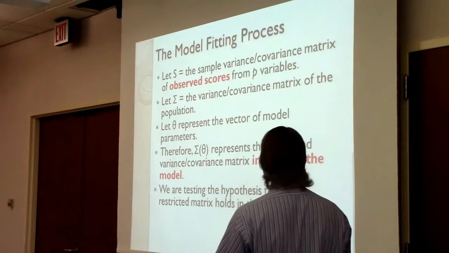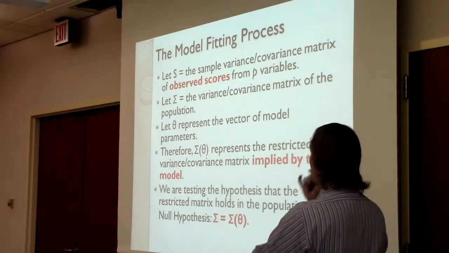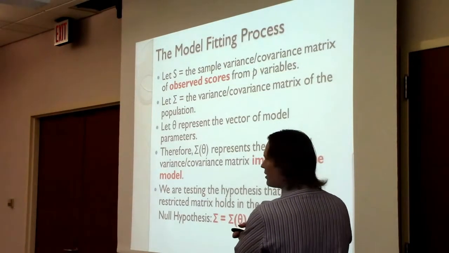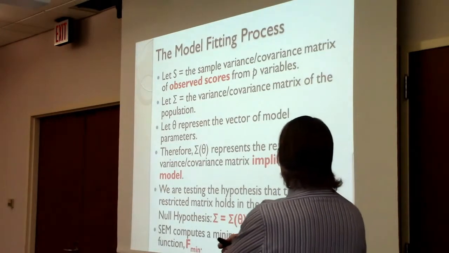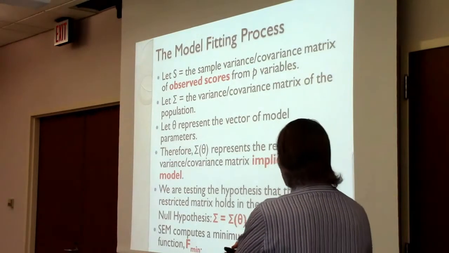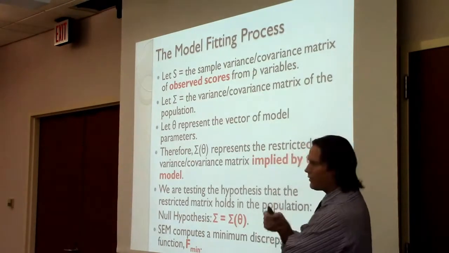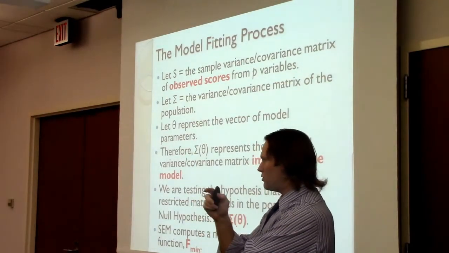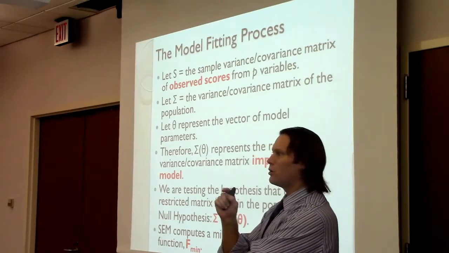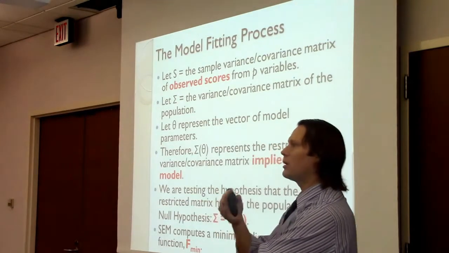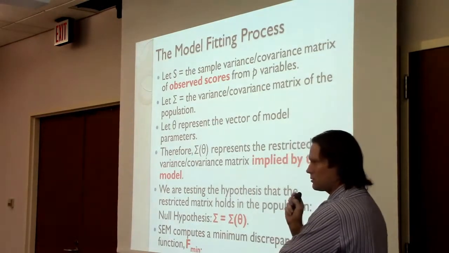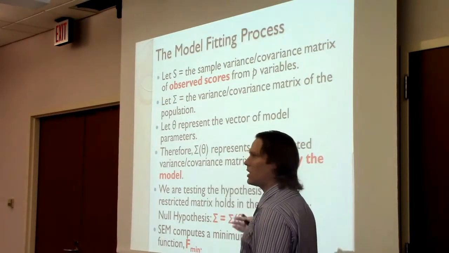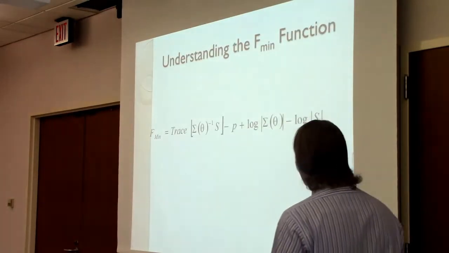And we're testing the hypothesis that that matrix holds in the population. So our null hypothesis then is basically that sigma, the population matrix, is sigma of theta. So then SEM computes a minimum discrepancy function, which is called Fmin, which is not the F value that you get with general linear models. So this is not the F distribution statistic. Okay, when you're running ANOVA or MANCOVA or any of those, you'll get an F value. That's not this. So it's not the minimum of some F statistic out there somewhere. Fmin is just the name of the minimum fit function. And Fmin looks like this.